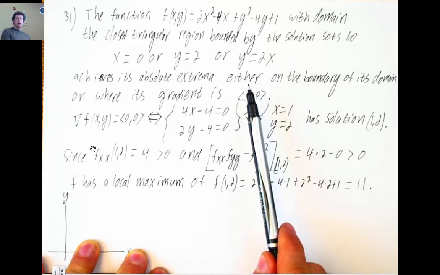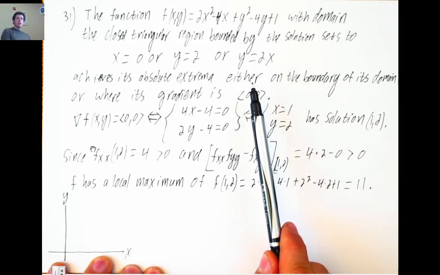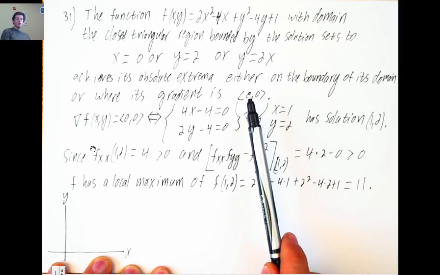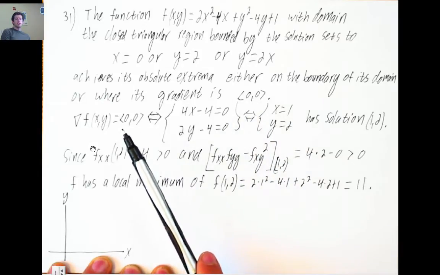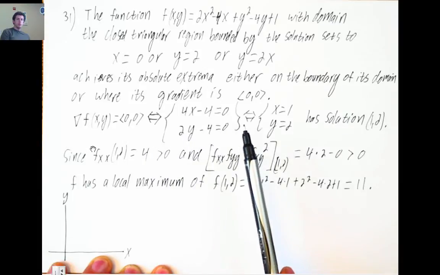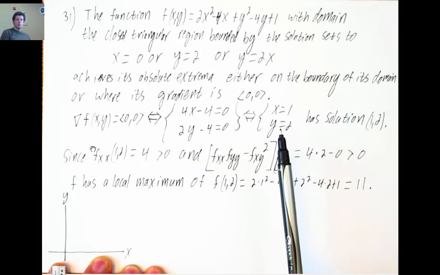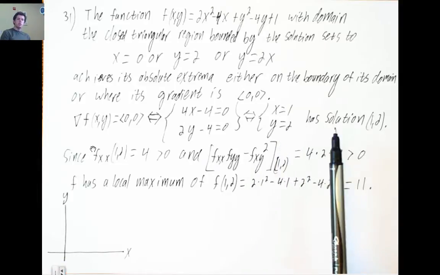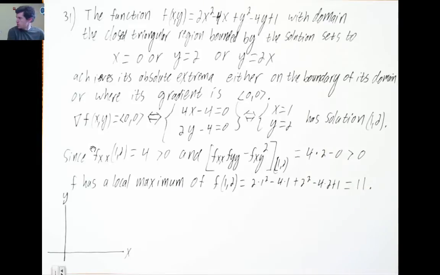Well, I began by saying that that function achieves its absolute extrema either on the boundary of its domain or where its gradient is 0, 0. And the gradient of that function is 0, 0 where the system of equations is satisfied. That's a rather simple system of equations. I was able to do some easy rearrangement and get a simplified system of equations and say the one and only solution is 1, 2. The solution set only contains one thing.